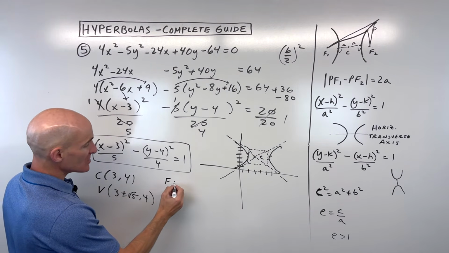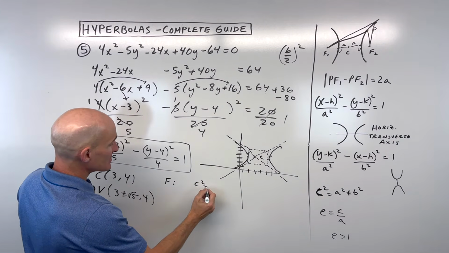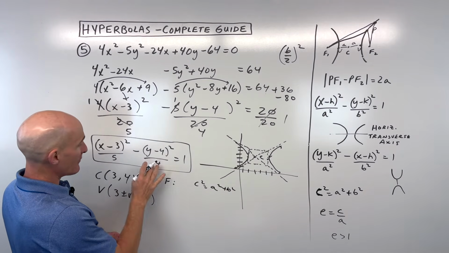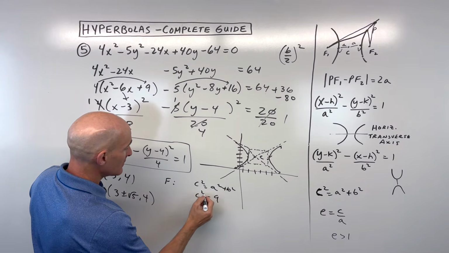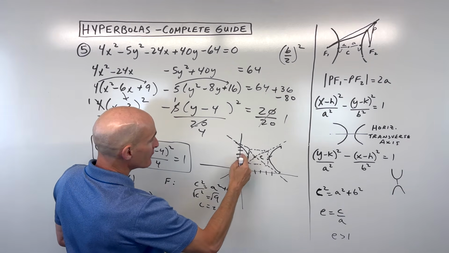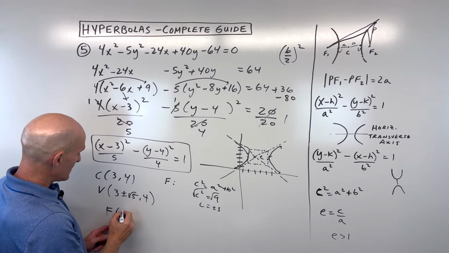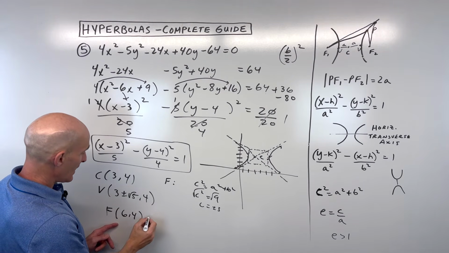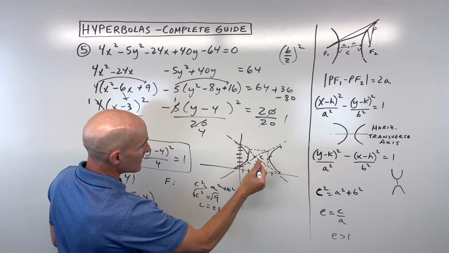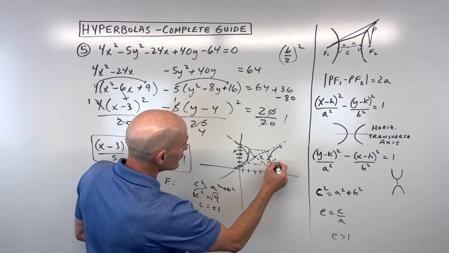Remember we use that equation, c squared is equal to a squared plus b squared. That's going to be, in this case, let's see, 5 plus 4, which is 9. Take the square root, so c is equal to plus or minus 3 from the center. So here's our center. So our foci are going to be at (6, 4) and (0, 4), just adding and subtracting 3 from the x coordinate of the center. There's our foci. There's our other foci.